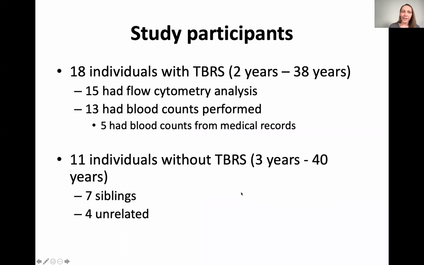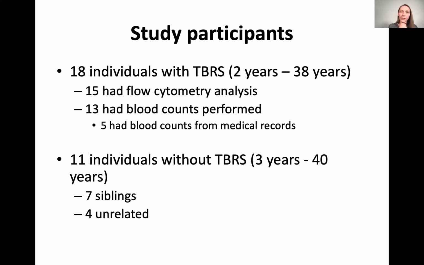So who participated? This is quite remarkable, in my opinion. We were able to collect samples and data from 18 individuals with TBRS, and the age range from 2 years old all the way up to 38 years old. We could do our analyses on the vast majority of these individuals. 15 of them, we were able to do the flow cytometry analysis. And then 13, we were also able to do blood cell counts. So basically what we call a CBC, to look for basic blood parameters.